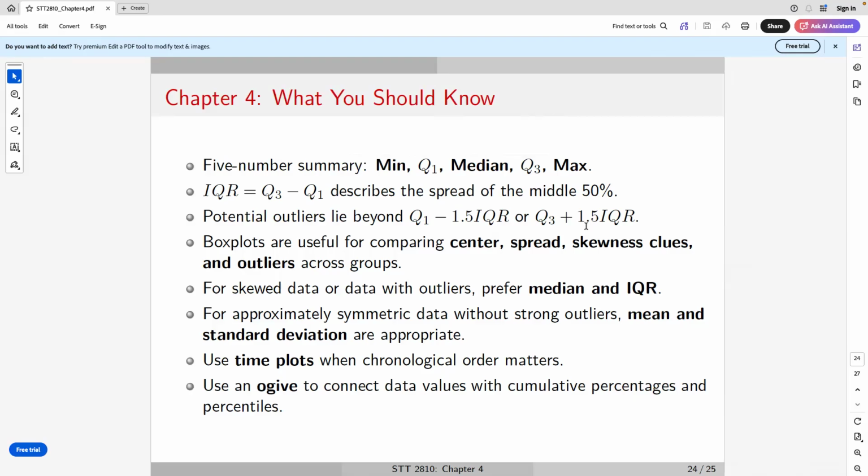And also know that whenever you have a box plot, you should be able to identify outliers, tell whether it is right skewed or left skewed, and make analysis on the box plot, especially if you have different data, you can do side-by-side comparison. And also know that whenever the distribution is skewed, we prefer the median for the center and the IQR for the spread. So I think that is all for this chapter.